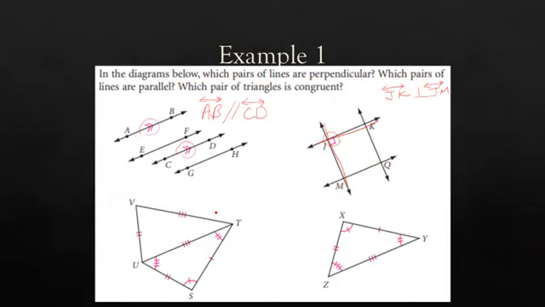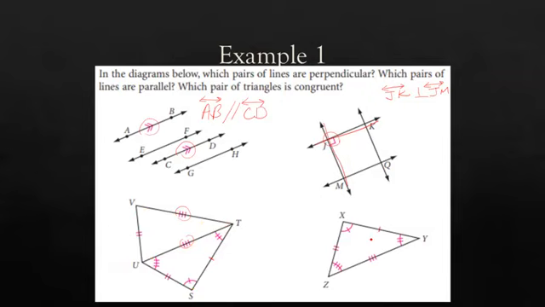How about triangles that are congruent? Which triangles can we know are congruent? Well, congruent means the same size and same shape. In triangles, that means all the sides have to be the same and all the angles have to be the same. TVU does look congruent to TSU. And I see that this side is congruent to this side, those three markings. But this one over here doesn't have three markings. So TV is not congruent to TS. That means that this triangle cannot be congruent to this one.